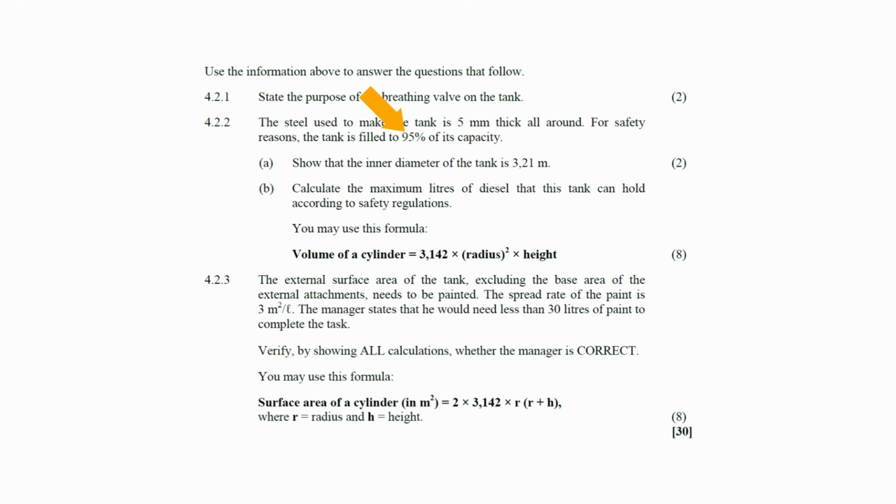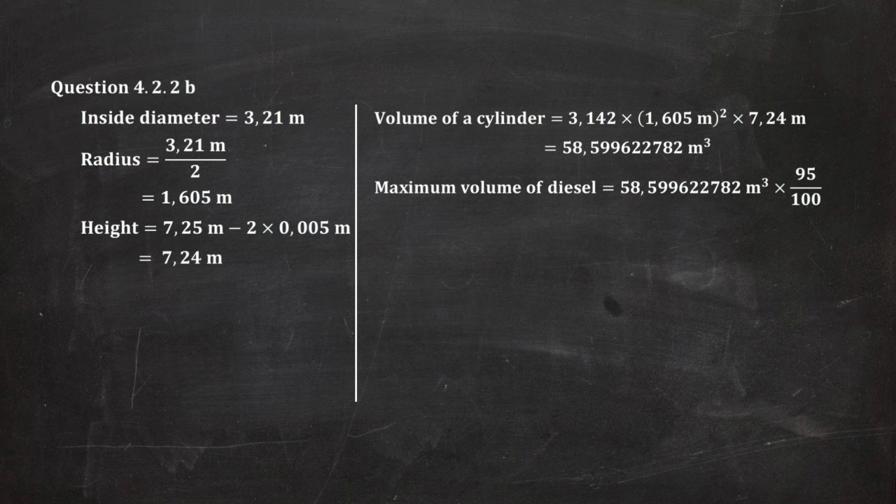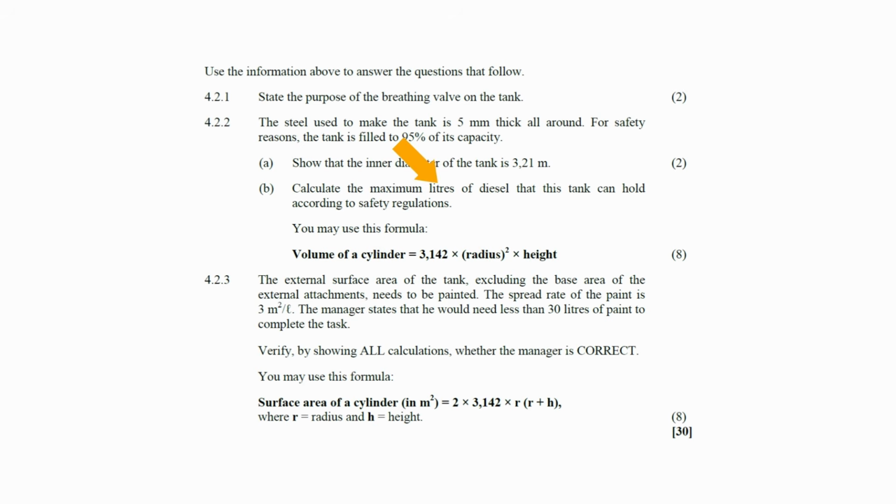In order to comply with the safety regulations, this value must be reduced to 95%. So the maximum safe volume for this tank will be 58,599622782 multiplied by 95 over 100, and this equals a volume of 55,66964 cubic meters. But you have to convert this value to liters as required by this question.